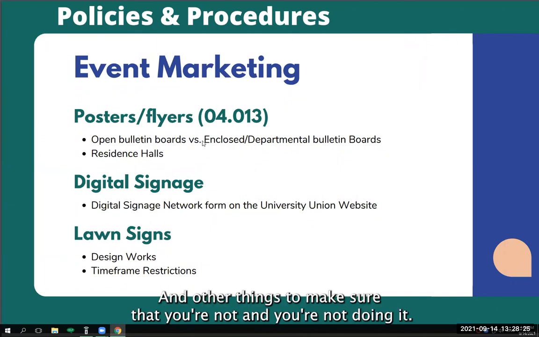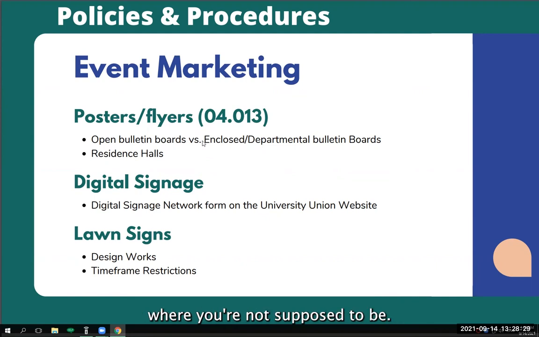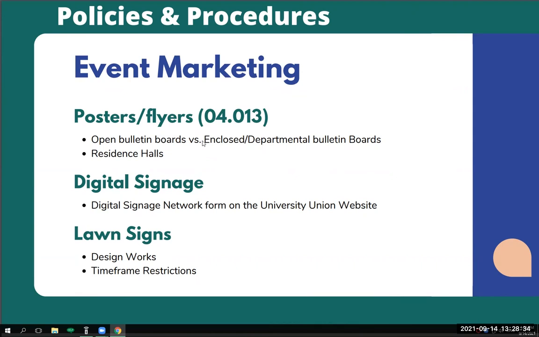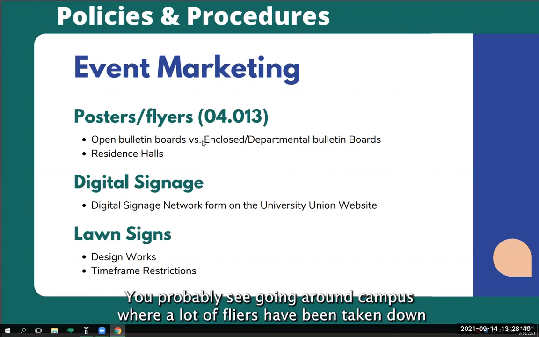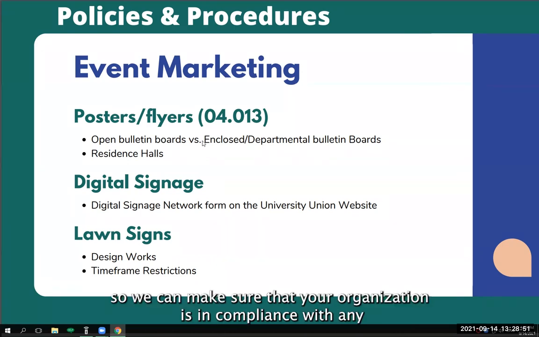Other things to make sure you're doing to stay in compliance is making sure you're not posting where you're not supposed to. Leaving loose flyers on a table in the union, you cannot do that. They have to be attached to something. Posting on light poles or fixtures, you probably see that around campus where a lot of flyers have been taken down. It's because they're not allowed to post there. Also in the bathroom. So if you have any questions about where to post, reach out to our office so we can make sure that your organization is in compliance.